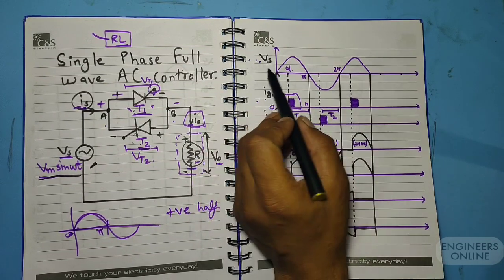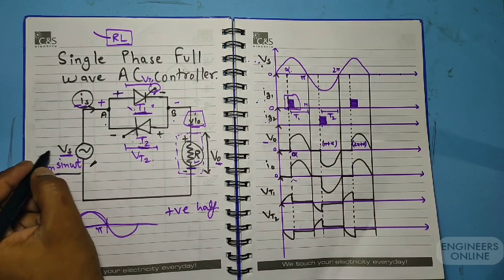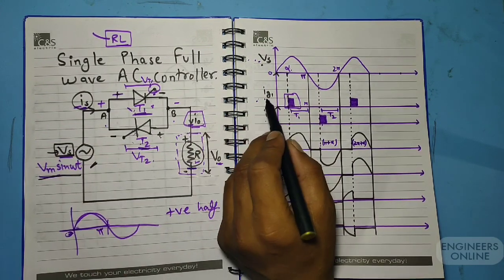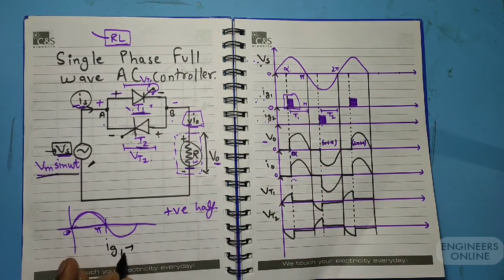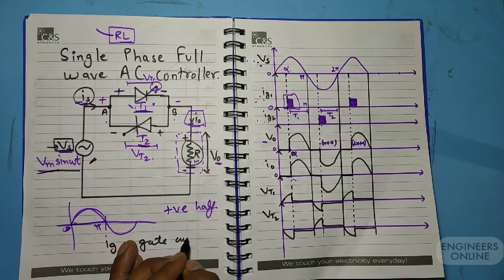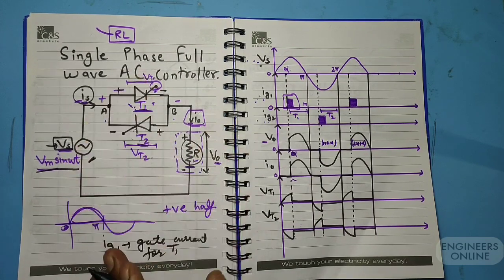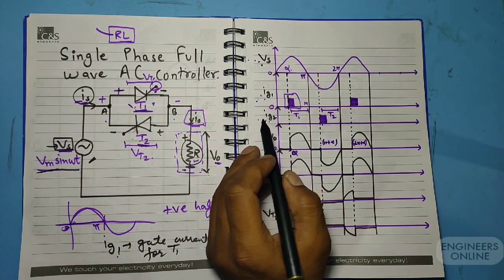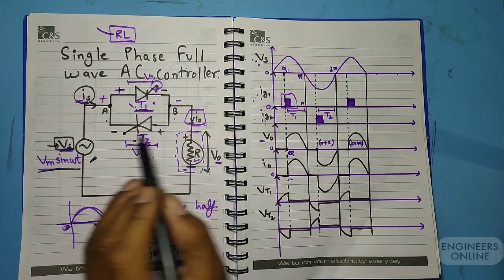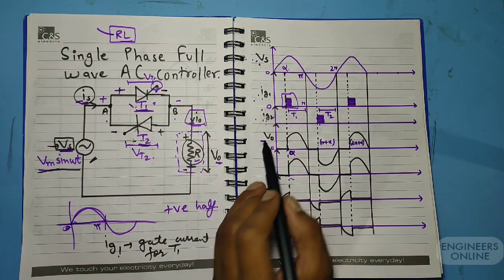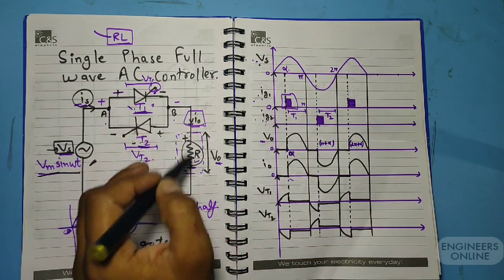Let's see. The first plot shows the input voltage Vs, and this is Ig1 and Ig2. What are Ig1 and Ig2? Ig1 is the gate current for thyristor T1, and Ig2 is the gate current for thyristor T2. This is the output voltage V naught, which will appear across this resistor, and this is the output current, which will flow through this resistor.